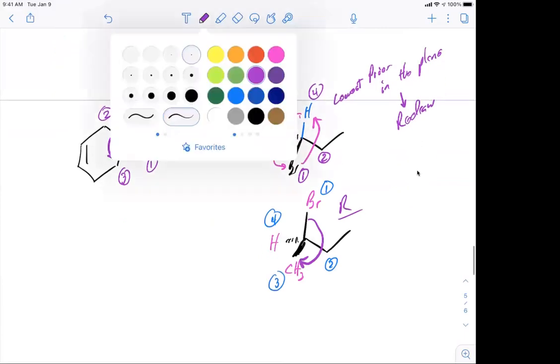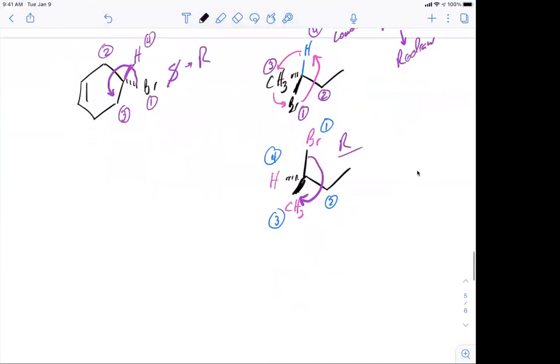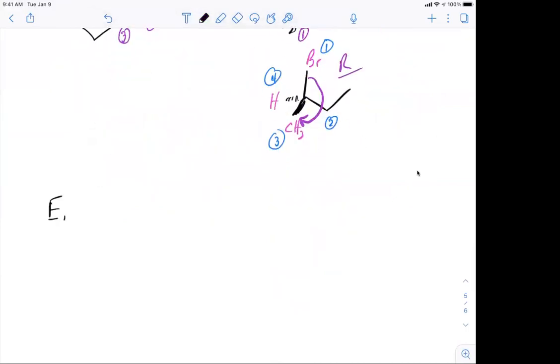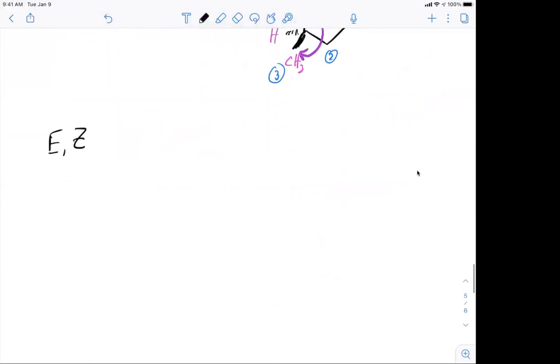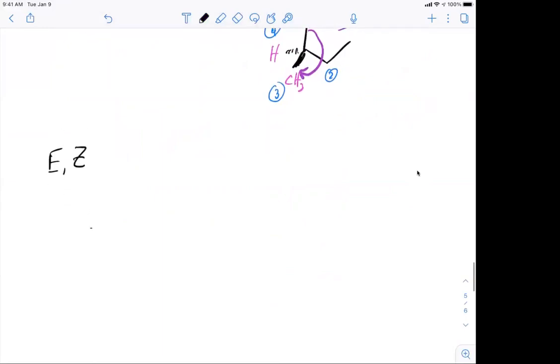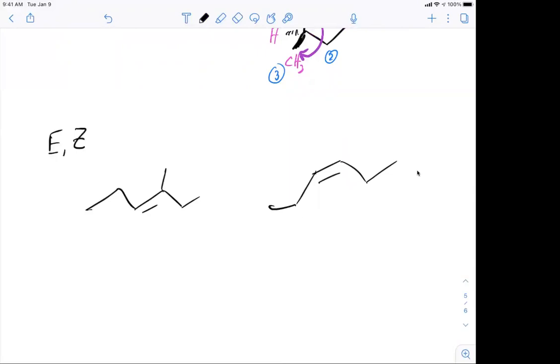Now I'm going to skip ahead a couple of chapters and we'll look at E and Z, since it uses the same nomenclature. So let's name these two as E and Z.